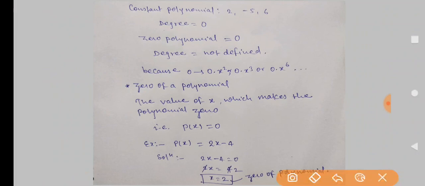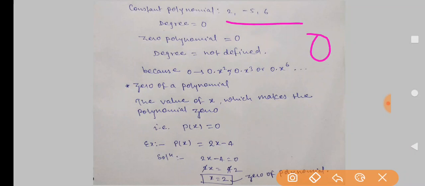Constant polynomial. Every constant number is called a constant polynomial. That is, 1 is a constant polynomial, 2 is a constant polynomial, 3, 4, minus 4, minus 6 are all constant polynomials. And its degree is what? Its degree is 0.